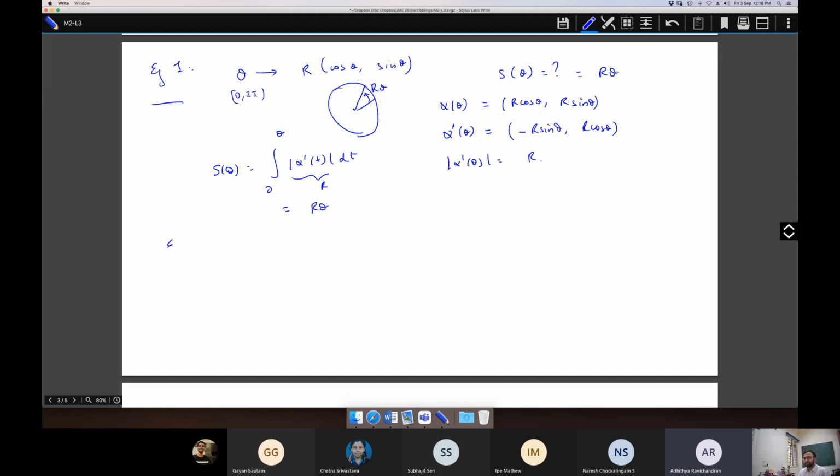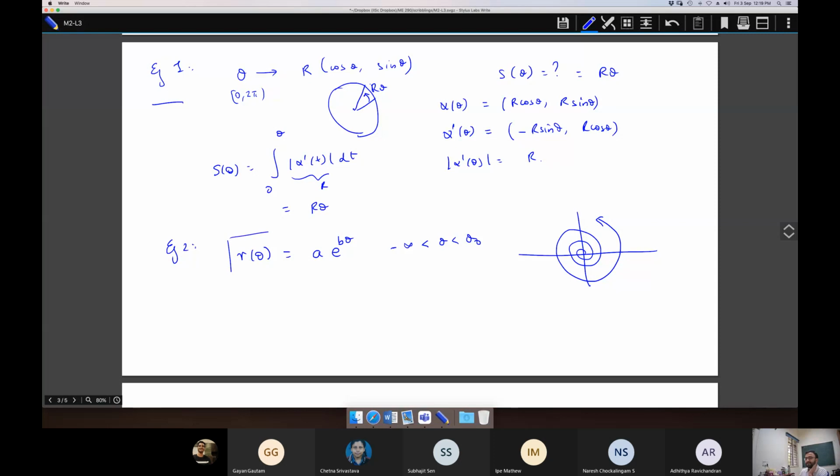Let's do another example. This is a little more involved, but I'll use it for more explanations. Take this polar curve: r of theta equals a e raised to b theta. You can assume that theta ranges from minus infinity up to theta naught. So this is basically a spiral. It will keep going out. I've specified a curve in polar form. What does this mean? This is the angle, the parameter theta. Correct?